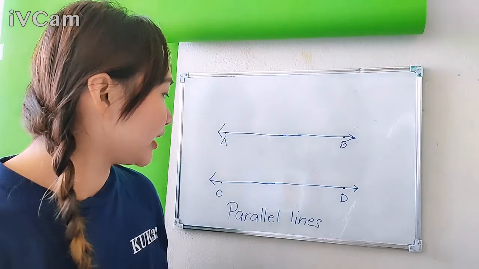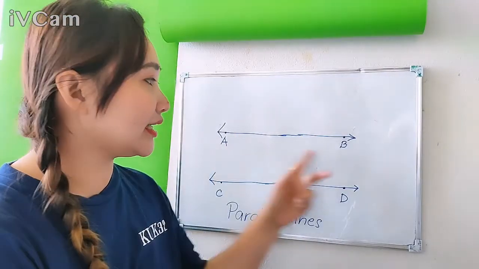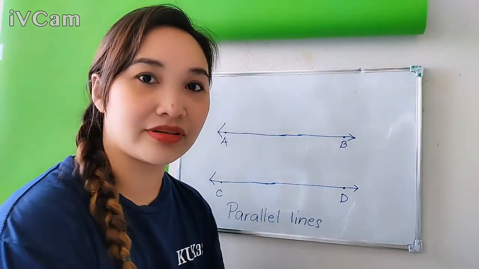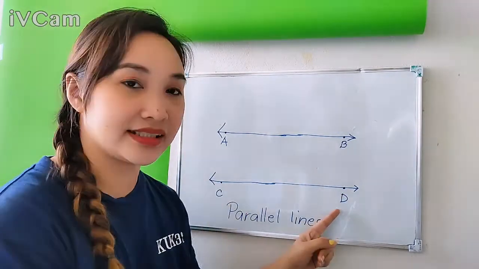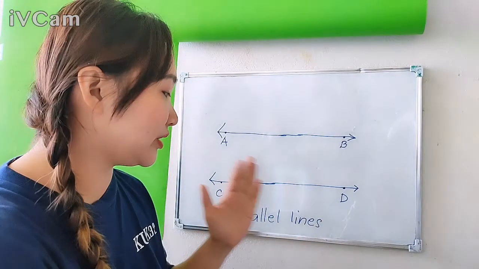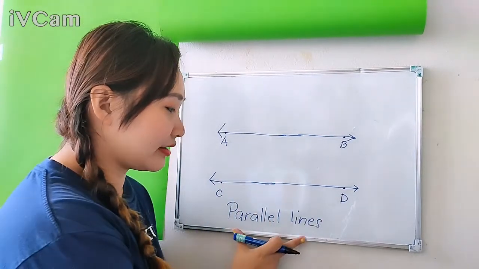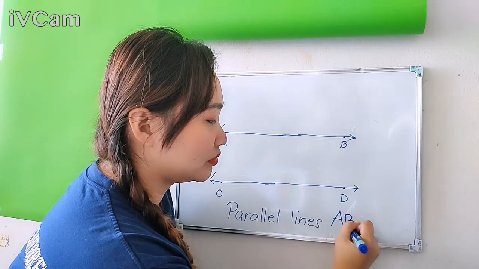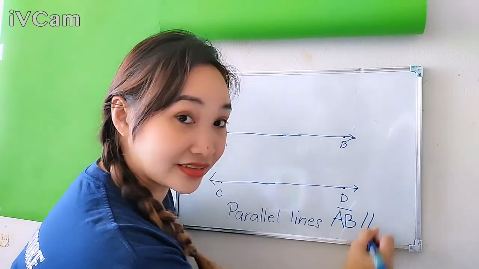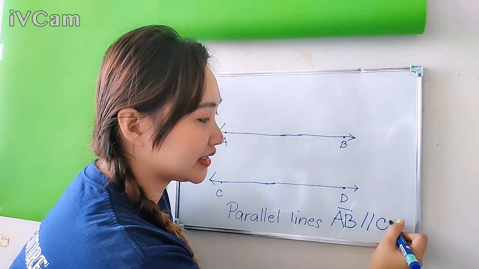Now we have here line segment AB and CD. Okay, we have a straight line AB and CD. Now they are parallel, with this symbol like this. We have AB parallel to CD.